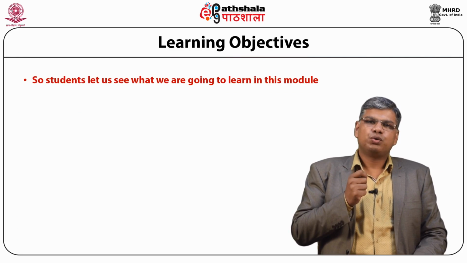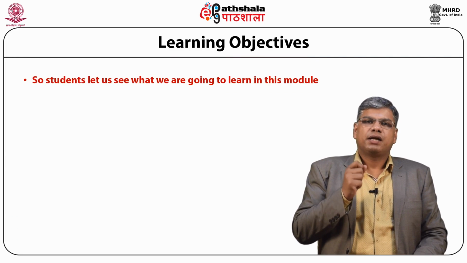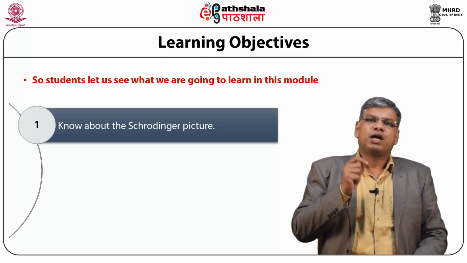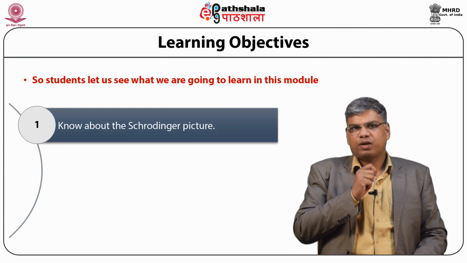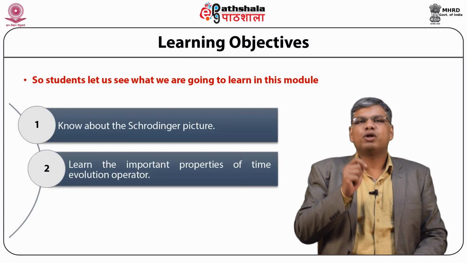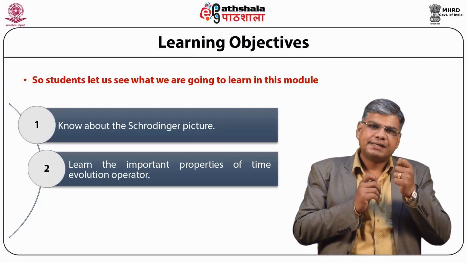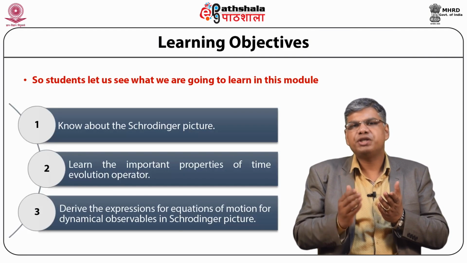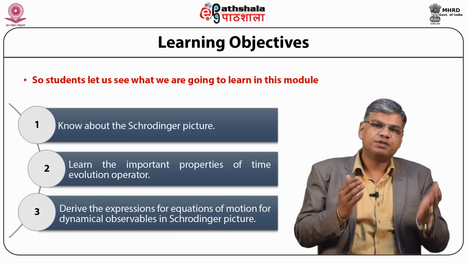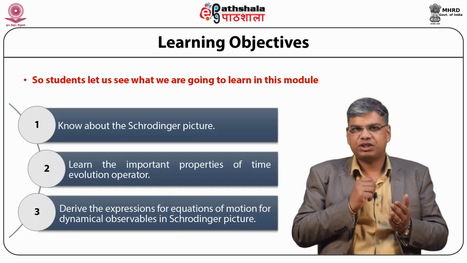Today we are going to discuss a module, Schrodinger Picture and Time Evolution Operator, from the paper Quantum Mechanics 1. In this module we shall be studying and we shall be able to know about the Schrodinger picture. We will also learn the important properties of the time evolution operator. We will then derive the expressions for the equations of motion for dynamical observables in the Schrodinger picture.